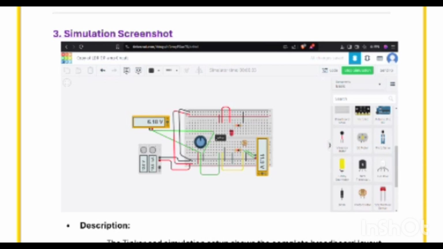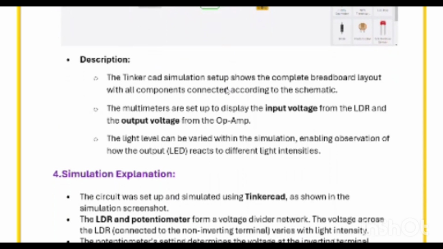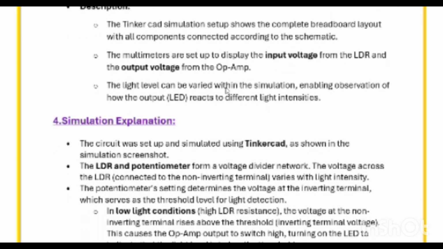Simulating light conditions, changing light levels: show how to adjust simulated light levels within Tinkercad. You can do this by using the light intensity settings available in the software, explaining that as you change the light intensity, the resistance of the LDR will change, which in turn alters the voltage at the non-inverting terminal of the op-amp. So output behavior is to illustrate the changes in LED state as light levels vary.